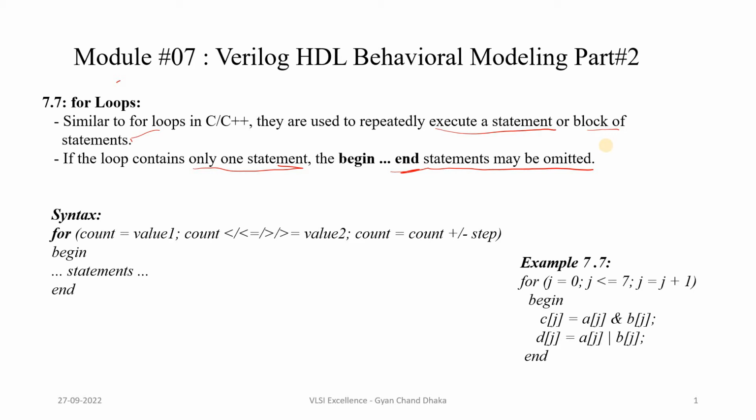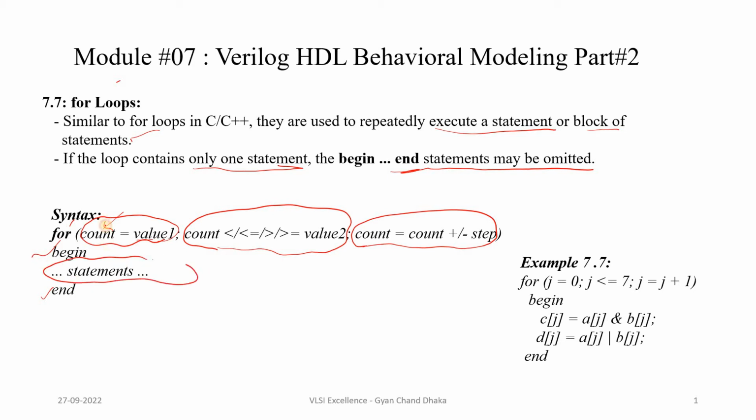The syntax of for loop is very simple, similar to C or C++, where we have the for keyword, then the variable which will start from a value. This is nothing but variable initialization, and then we have a condition put on that variable. For example, that variable should be less than or less than equal to or greater than equal to a particular value, and then we have the increment or decrement applied on that variable, and then we will have our begin and end keywords and the statements which we want to execute inside the for loop. If we have only one single statement here, the begin and end keywords are optional.